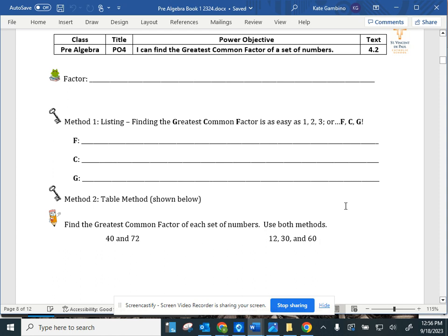Good afternoon. Today we are working on PO4. I can find the greatest common factor of a set of numbers. Who remembers what a factor is? What is a factor? Some of us kind of remember.